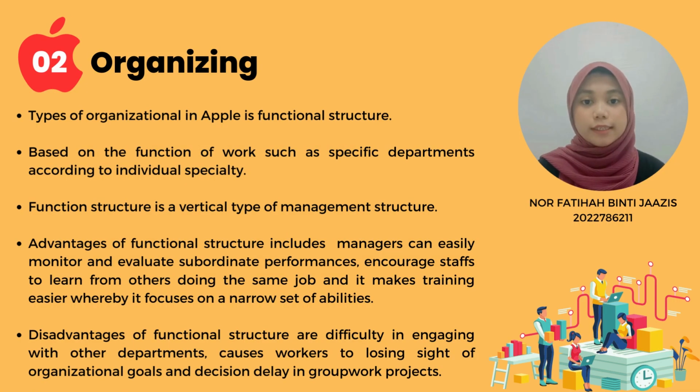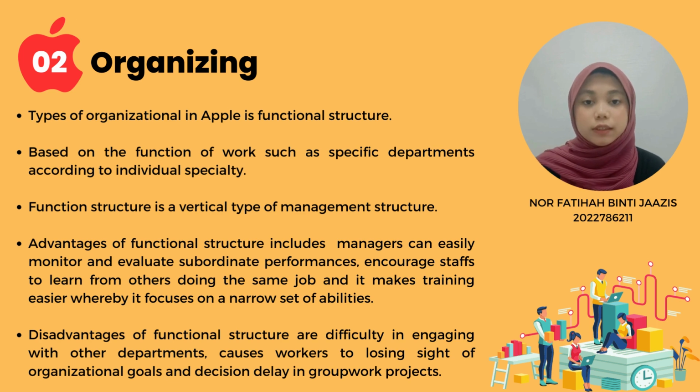The type of organizing structure in Apple is actually a functional structure. A functional structure is based on the function of work, where workers are allocated to specific departments according to their specialty. For example, an accountant will be assigned to the financial department and a human resource manager will be assigned to the human resource department. Functional structure is actually the most common organizing structure used in corporations because of its job specialization features.